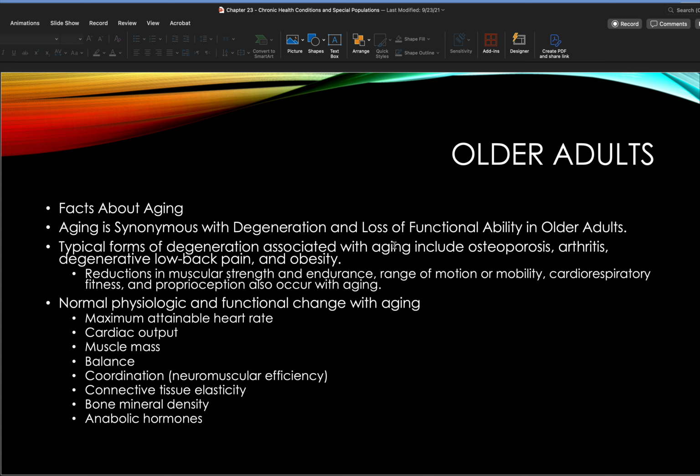So what are we talking about in terms of changes? A maximum attainable heart rate, cardiac output, muscle mass, balance, coordination, connective tissue elasticity, BMD or bone mineral density, and then anabolic hormones, hence loss of muscle mass. So these things are challenging to overcome, and it becomes a tough job for a trainer or a coach to be able to do something like this.